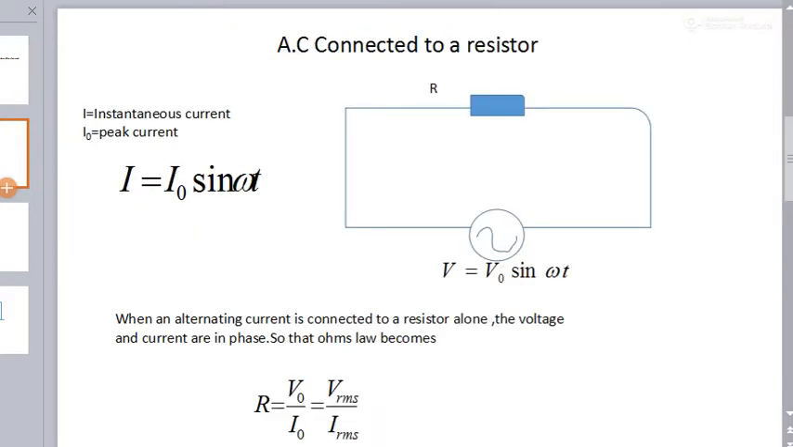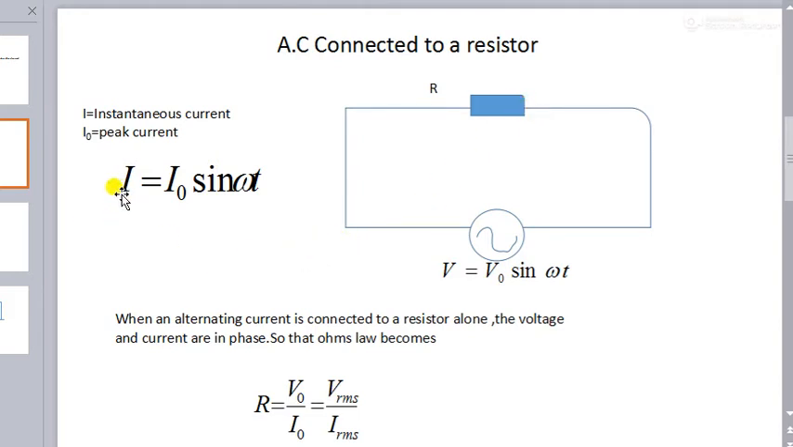Here we have the alternating current connected to a resistor alone. You can see the resistor of value R, okay, and here is the alternating source. So you can see in the diagram, these lines represent the wires, and when this alternating source is connected, the instantaneous current I will flow along this wire through this resistor.